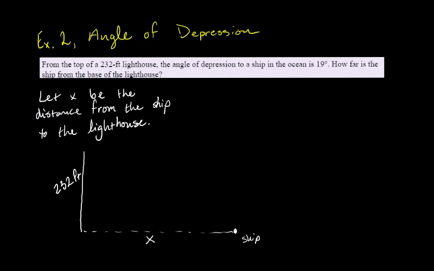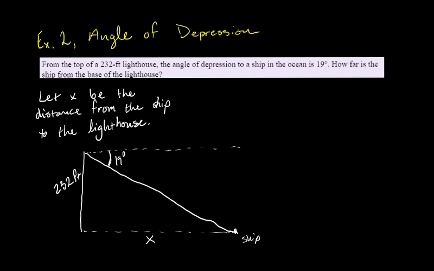Now, angle of depression. So remember, angle of depression has to come from a horizontal, and it's looking down at the ship from the top of the lighthouse. And so the deceiving part about the angle of depression is to think that the angle of depression is on the inside of this triangle that we've drawn, but that'd be incorrect. This is where it is. This would be 19 degrees.